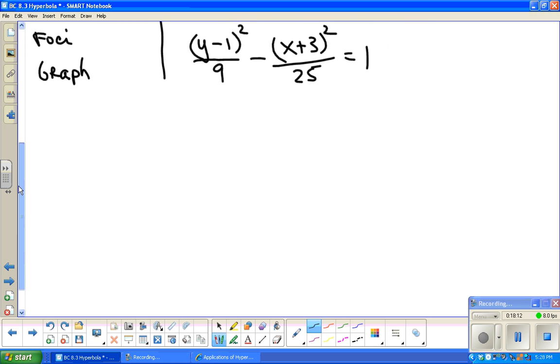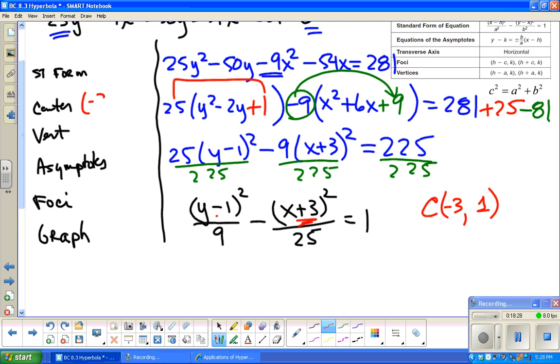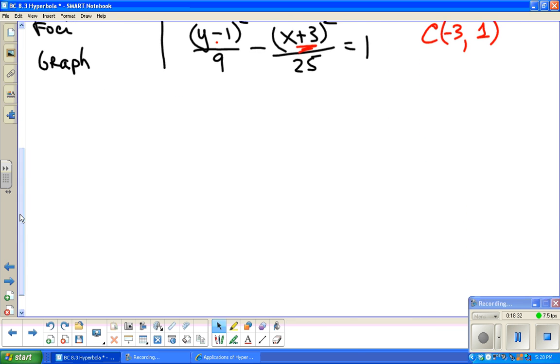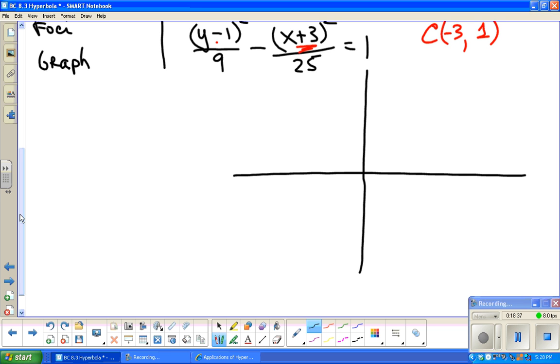There we go. The center is at, so be careful. What's with x is the x. So here's the x value, -3 and a positive 1. Okay, so -3, 1. So this is the center.